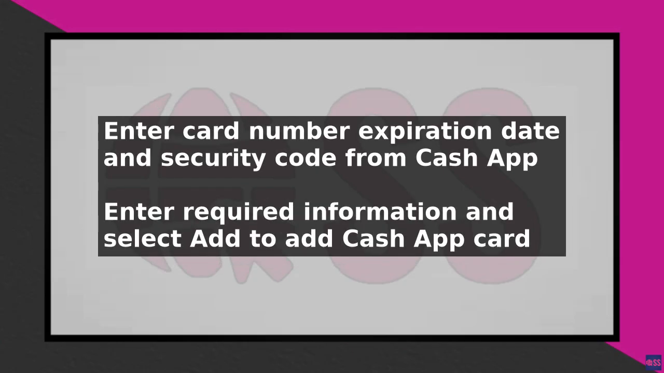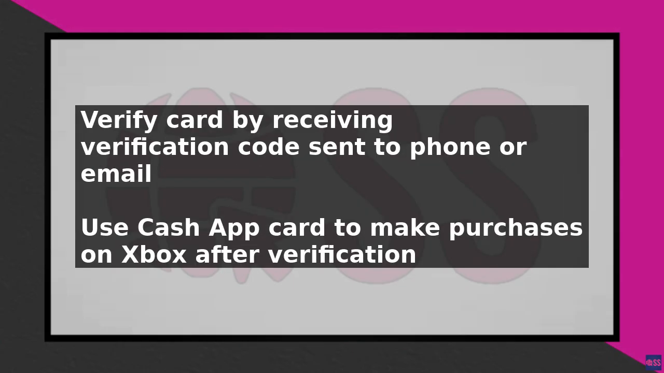Once you have entered the required information, select Add to add the Cash App card as a payment method to your Microsoft account. You may be prompted to verify the card by receiving a verification code sent to your phone or email. After verifying the card, you can use it to make purchases on Xbox, such as buying games, subscriptions, or in-game items. It is essential to ensure that the Cash App card has sufficient funds to cover the cost of any purchases you make.